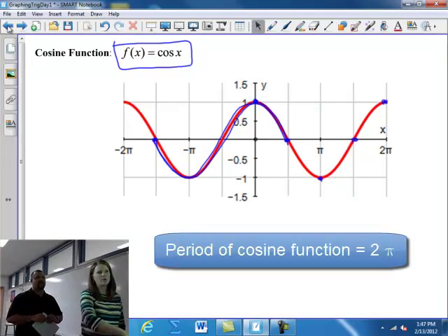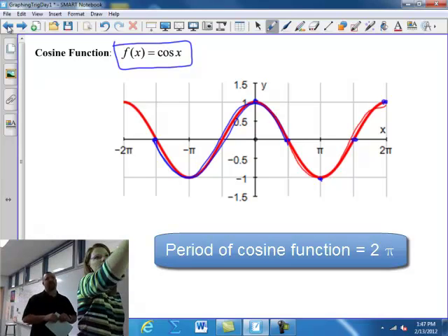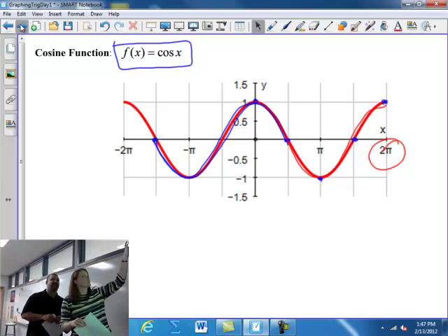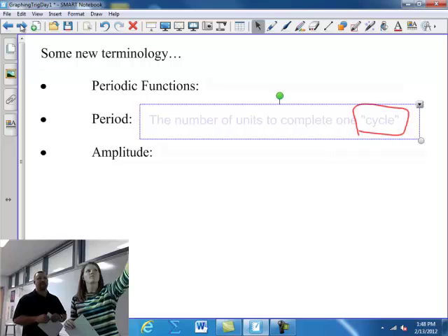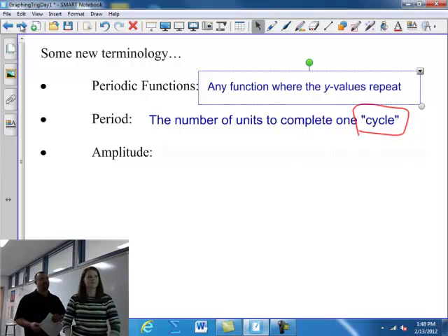It's easier to count if you start from the origin, the y-axis, and go across, and it goes 2 pi. Now that's not a coincidence. That's actually the length of time it took us to take one trip around the unit circle. It was 2 pi. One trip around the unit circle will repeat sine, and one trip around the unit circle will repeat cosine. All right, what's this amplitude stuff?